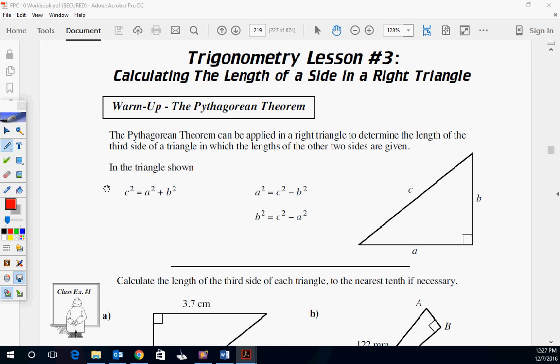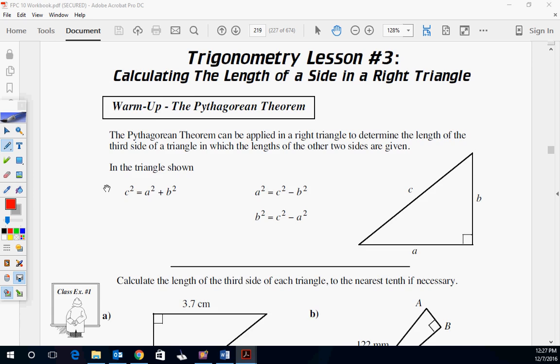On Unit 6, Lesson 3 of Trigonometry, calculating the length of a side in a right triangle. The warm-up here, as we just discovered, is not really a warm-up. It's just more like reviewing the forms of the Pythagorean theorem. Let me explain this so that we understand. The two short sides squared add up to equal the long side squared. And when you're finding a short side, it's the long side squared minus the other short side squared. So a squared is c squared minus b squared. B squared is c squared minus a squared. Okay, those are the different forms you can use for the Pythagorean theorem.